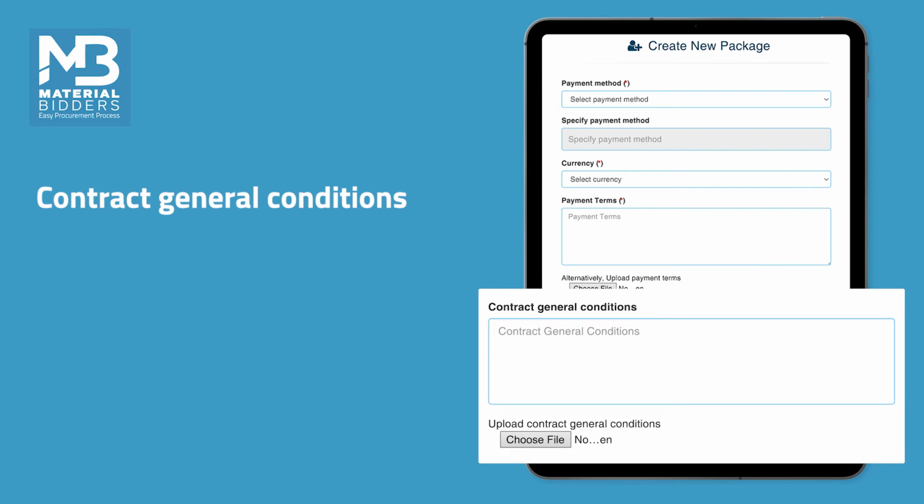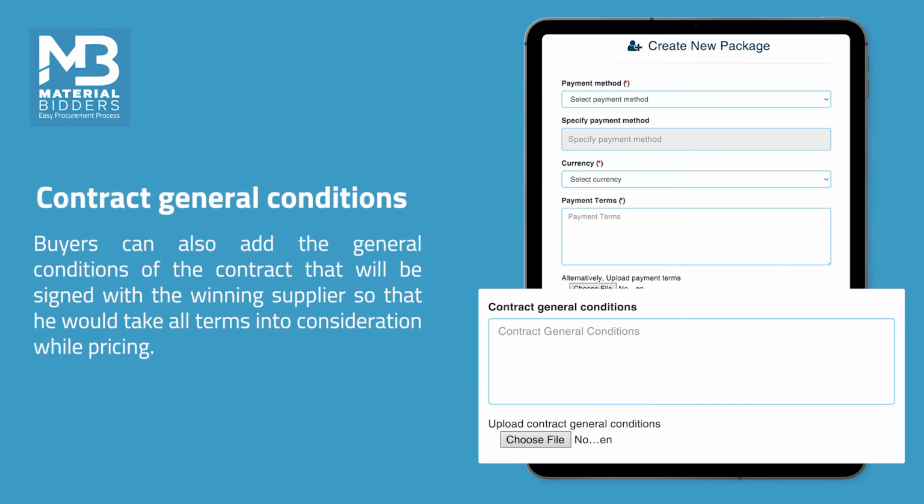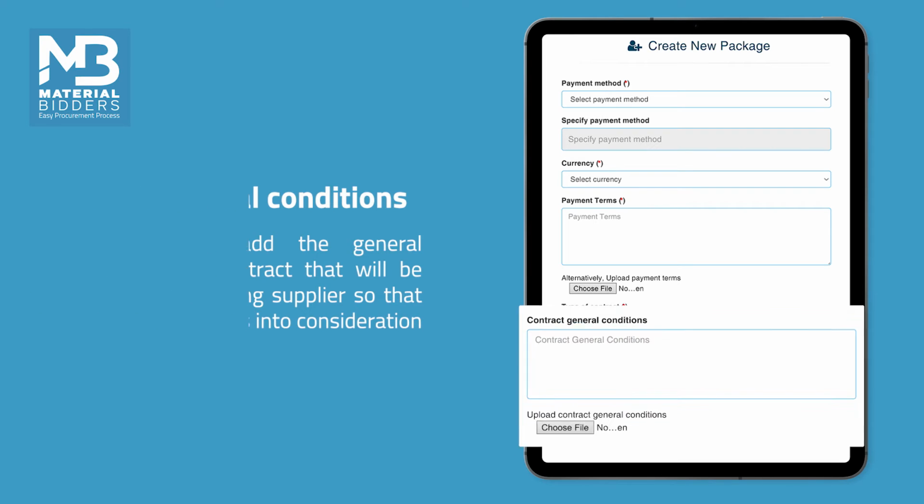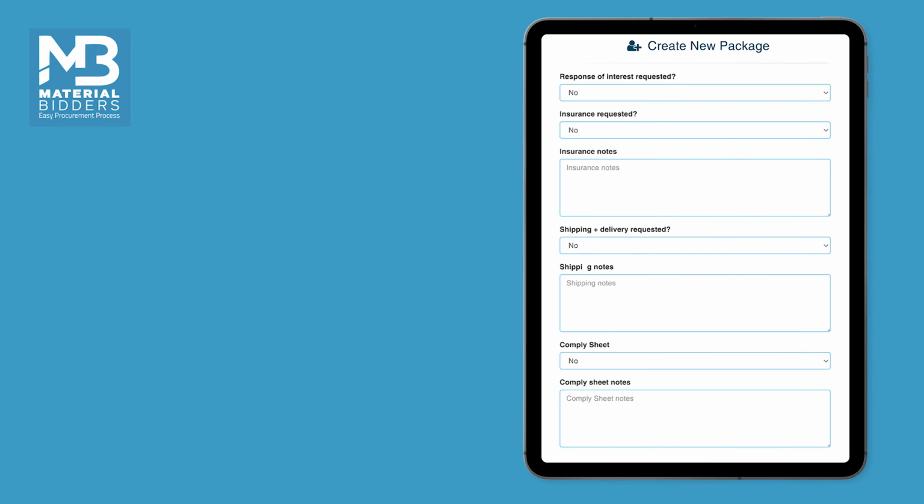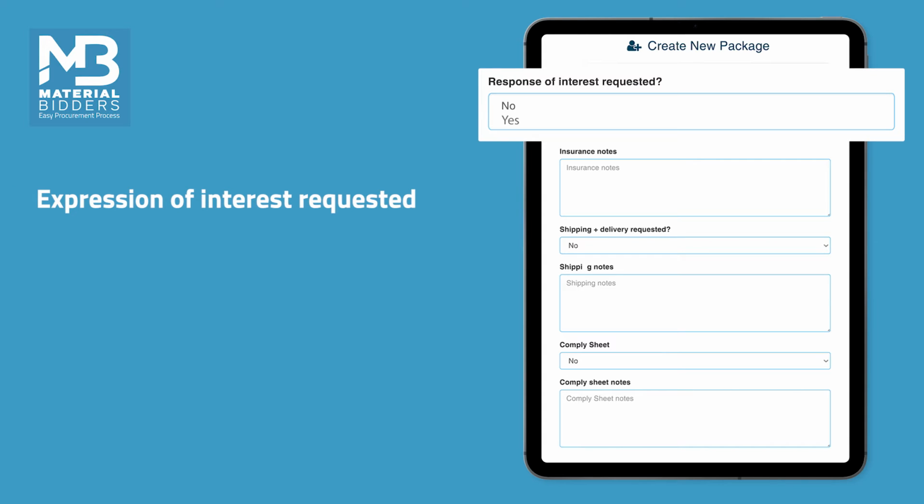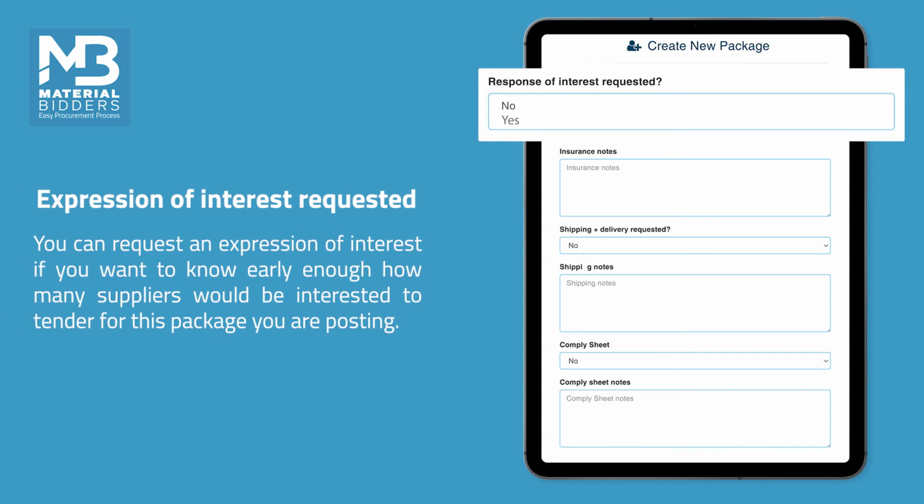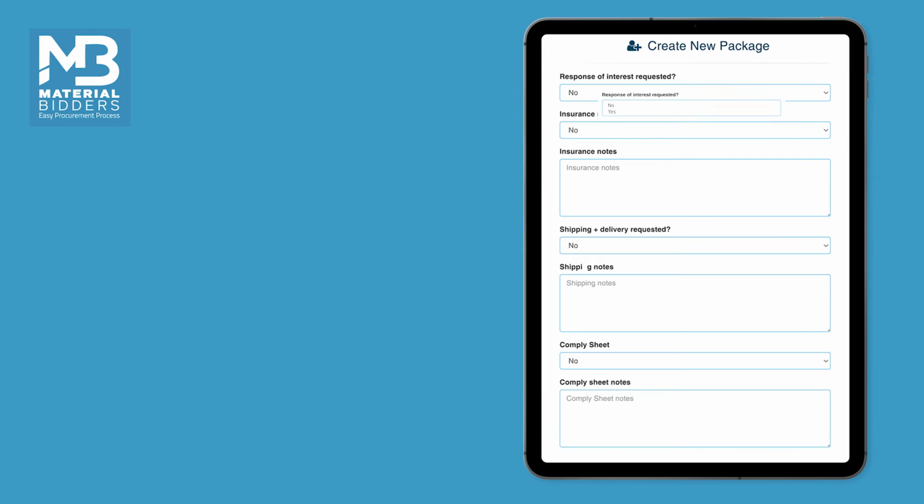Contract general conditions. Buyers can also add the general conditions of the contract that will be signed with the winning supplier so that he would take all terms into consideration while pricing. Expression of interest requested. You can request an expression of interest if you want to know early enough how many suppliers would be interested to tender for this package you are posting.